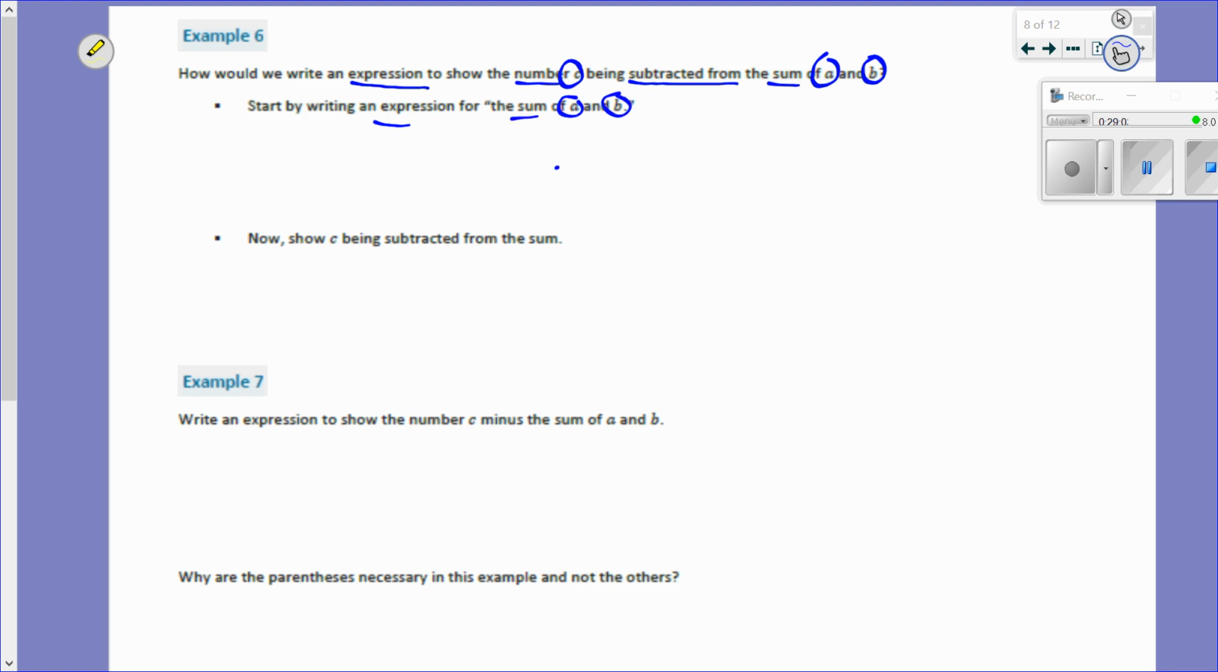How would that look? Riley? A plus B. Everybody okay with that? Now we're going to show C being subtracted from the sum. So we're going to go the A plus B and subtract the C. Do we need parentheses? Yes. Why? Because you have to. Why? So you can get it. Mary? The A plus B is first, right?